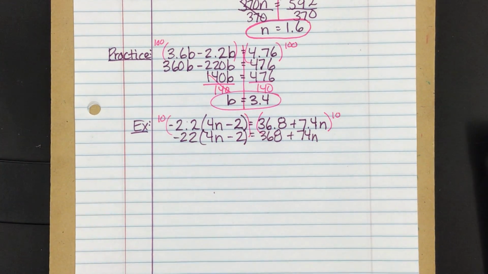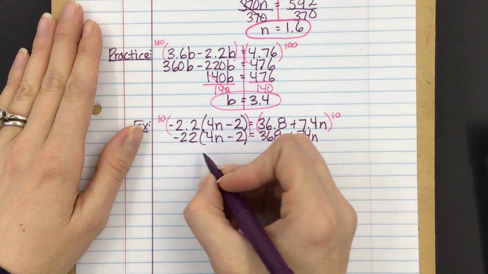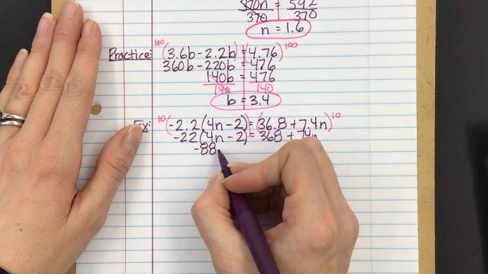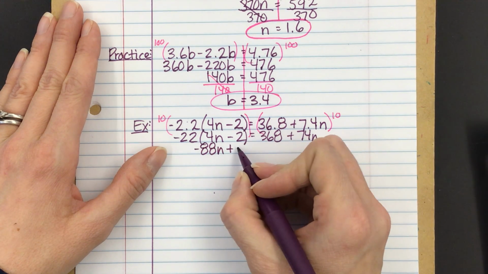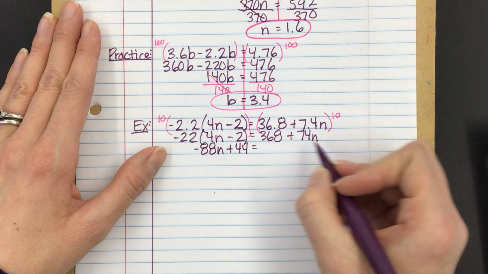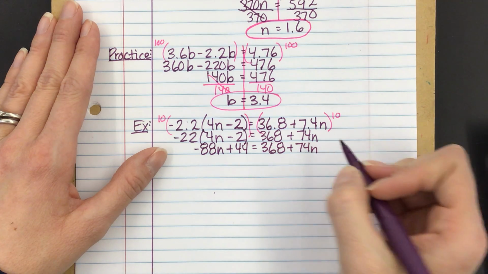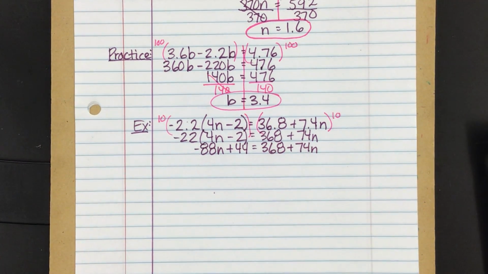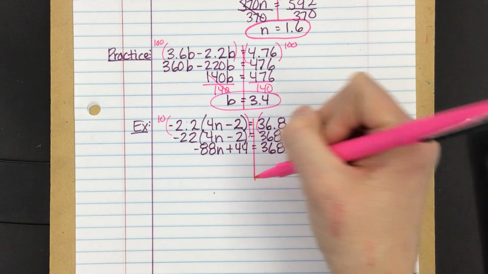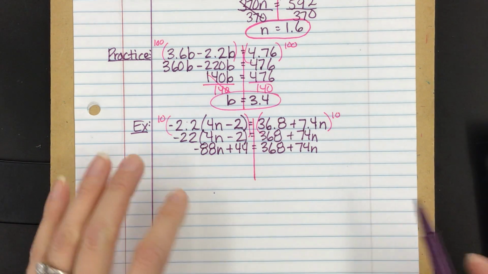Okay, now I've gotten rid of all of my decimals, and I'm going to just solve these how I've been solving them all along. I'm going to distribute first, combine like terms, and then move my variables over, solve my two-step equations. So I always distribute first. This is negative 88n plus positive 44. I actually don't need to combine any like terms because it's already in simplest form on both sides.